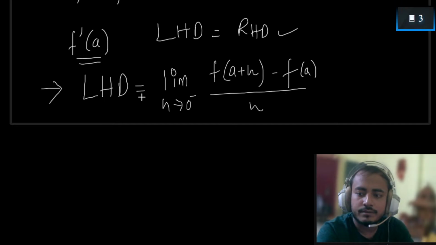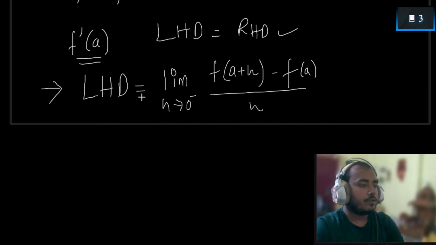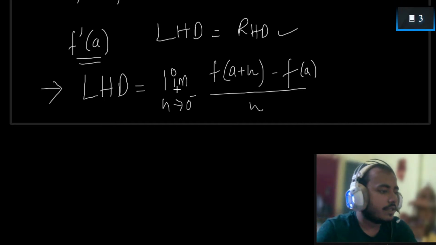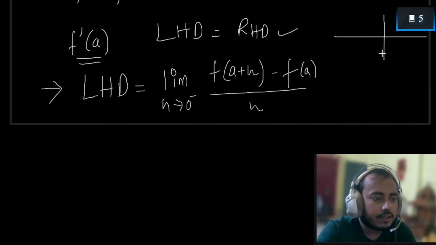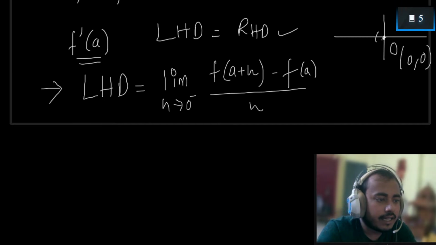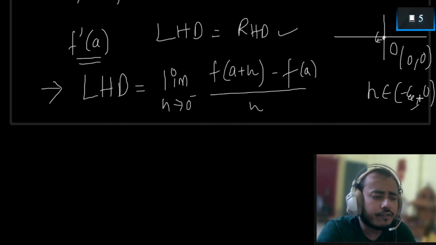Okay. So LHD is limit h tends to 0 minus f of a plus h minus f of a by h. And when I say h tends to 0 minus, what I mean is basically that if you have this axis here and this is your origin, then along this region in the negative side of 0, there is a value of h. So h belongs to the interval minus epsilon to 0, where epsilon is very small.